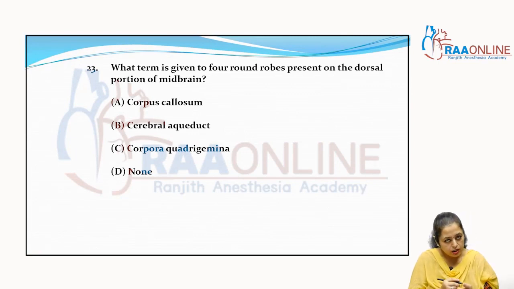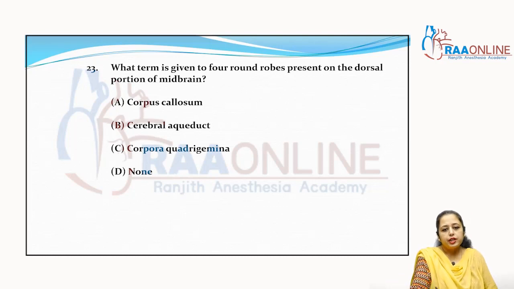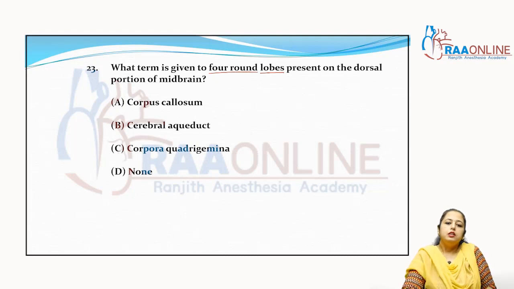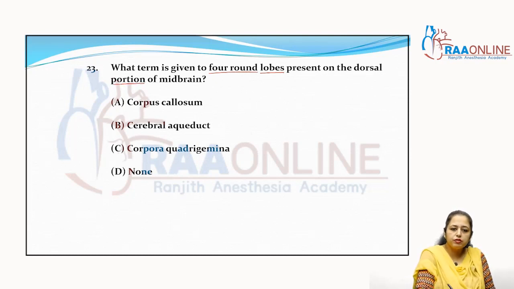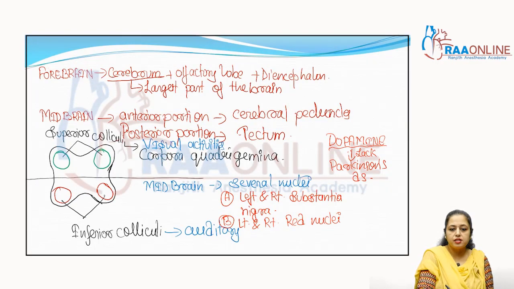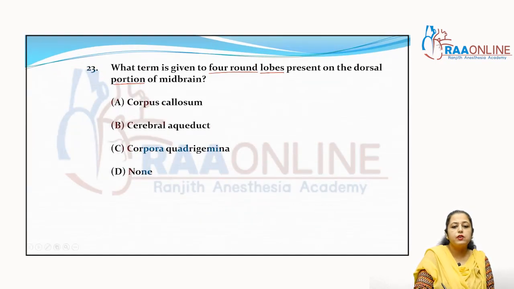So now come to the next question. Come to question 23, the term which is given to four round lobes present on the dorsal portion of the midbrain, right? We already discussed here, right? That is called the tectum, and in the tectum there are four round lobes, that's why it is called the corpora quadrigemina, right? So the answer is C. Now the question is, if the answer is C, then what is the corpus callosum here?